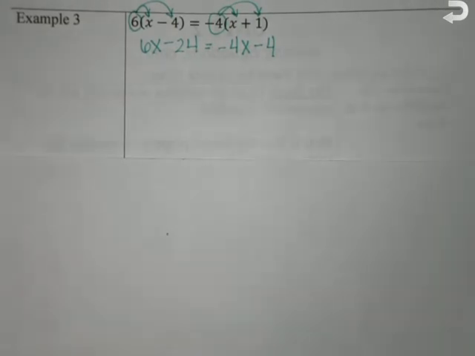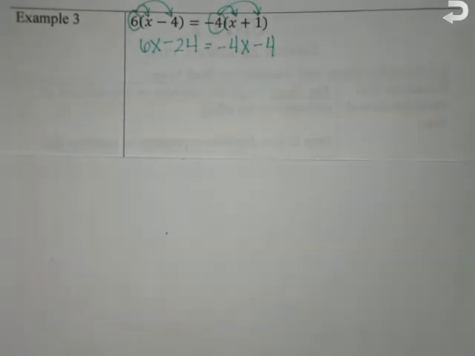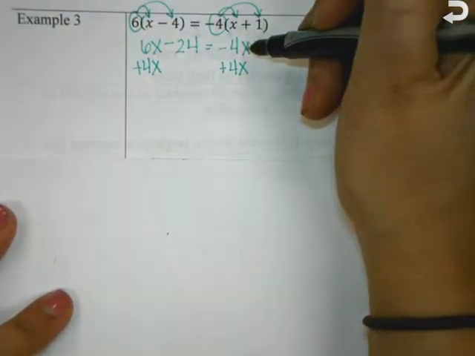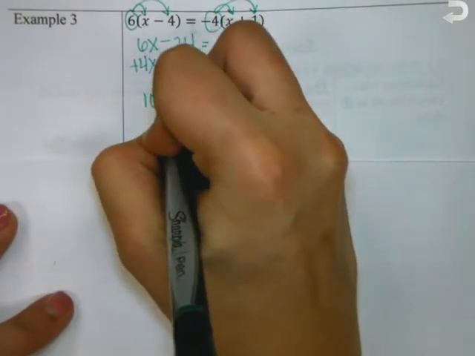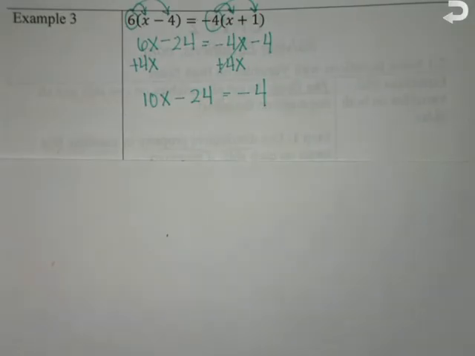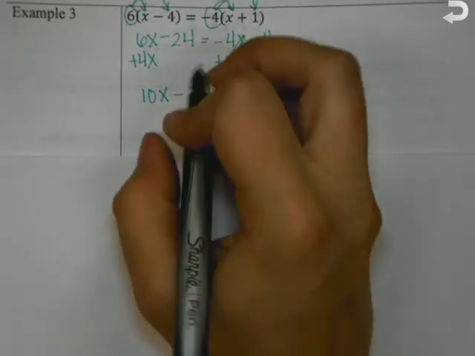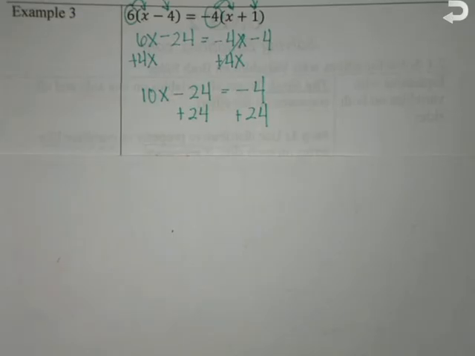So, which one do I want to move? The 6 or the -4? Good, the -4 because it's negative. Okay, so add 4x to both sides. Because -4x plus 4x gives me 0. 6x plus 4x gives me 10x. Minus 24 equals -4. Okay, so that negative stays attached to the 4. And this is a two-step equation, so we add 24 to both sides. And that's going to give me 10x equals positive 20.